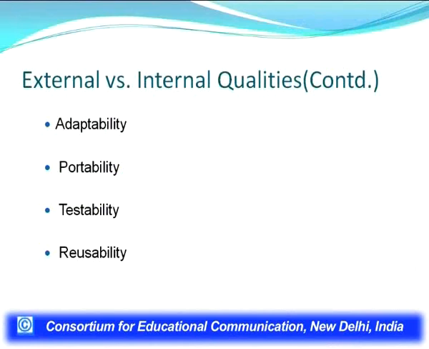Another is evolvability: internally, everything must be able to evolve. If the requirement changes, the system can be changed accordingly. Now, among the internal and external qualities, another is adaptability. As we have just mentioned, for these qualities, the software must be properly adaptive.